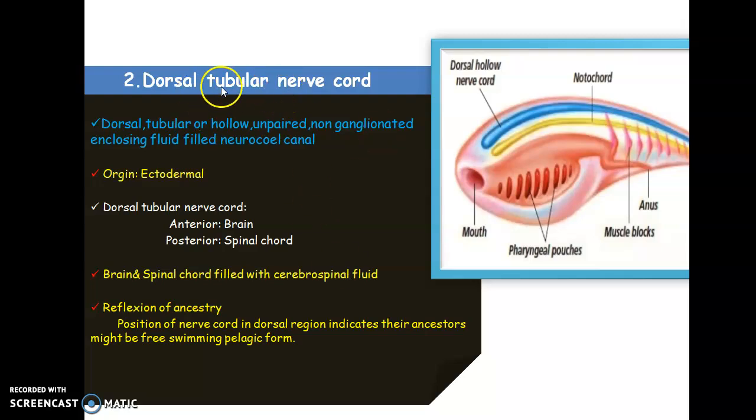By the analysis of this dorsal tubular nerve cord, we can predict some aspects of evolution, or we can reflect ancestry, stating that the presence of this dorsal tubular nerve cord in the dorsal region of chordates might be indicating that their ancestors might be free-swimming pelagic forms, which means the ancestors of phylum Chordata are found on the surface of water. So this is the reflection of their ancestry.